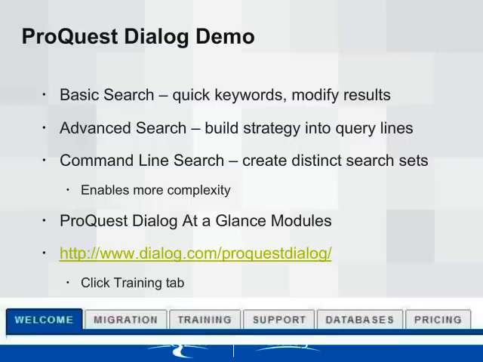To see the 3 search forms in greater detail, view the At a Glance short modules at the ProQuest Dialog Customer Information site, www.dialog.com/ProQuestDialog. Click the Training tab.